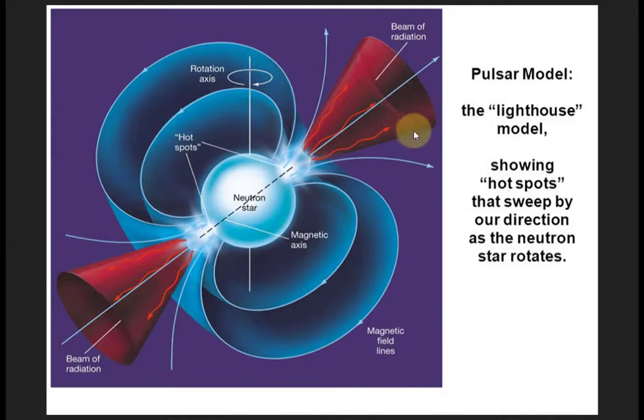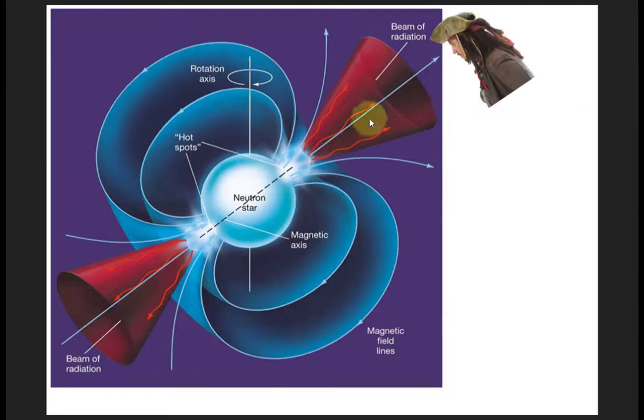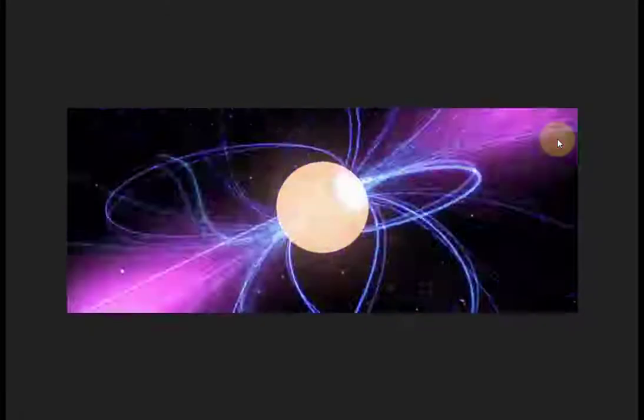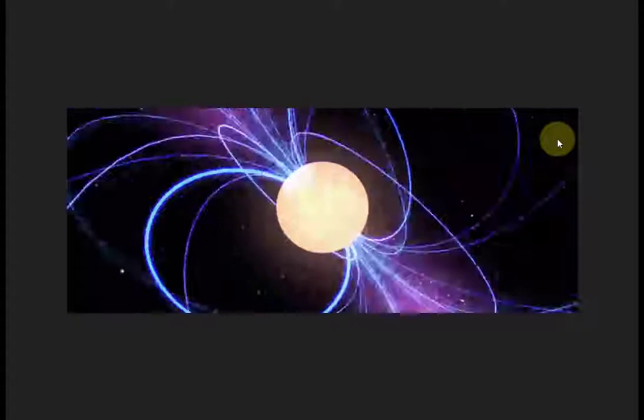Now let's see how this lighthouse works. If you happen to be in the direction of north or south magnetic poles, you can see this beam of radiation like this. So you happen to be in the right place to see this as the beam sweeps you by. This is a pulsar.